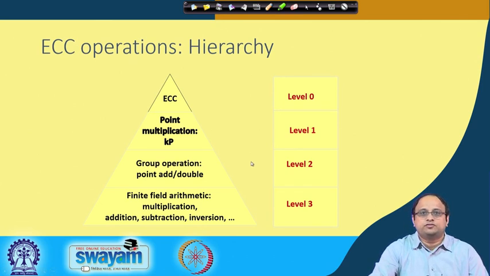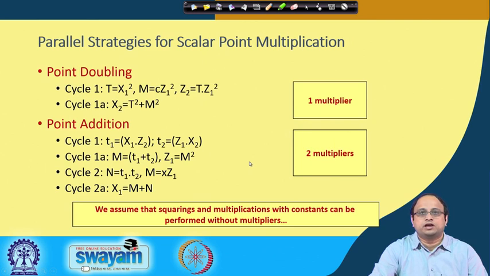Okay. So, let us have a quick look into the Montgomery structure, where we essentially had a point doubling and a point addition. So, these are the point doubling and the point addition equations. Now, I have tried to give potential parallel strategies for scalar point multiplication depending upon the assumption that we have one multiplier or two multipliers at hand, because multipliers are typically quite consuming in terms of resources.